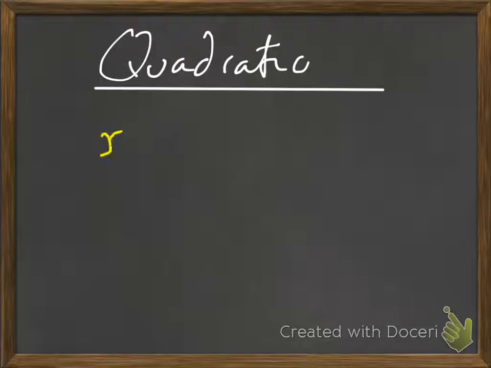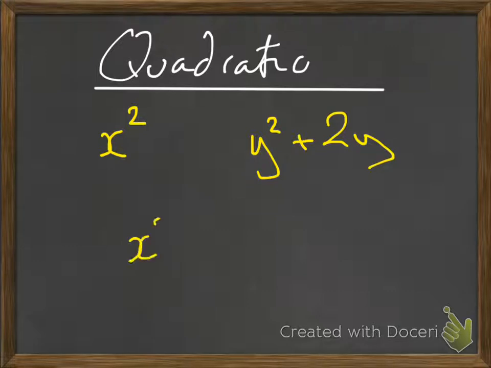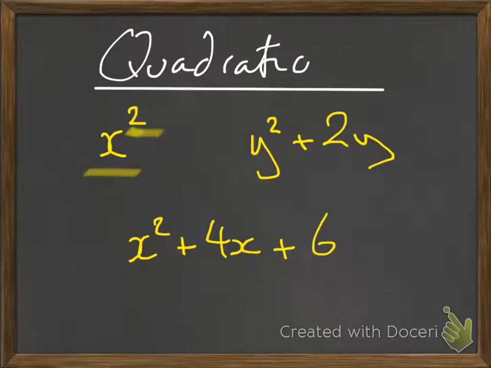It's any expression which is raised to the power of 2. I think that's probably the best way to leave it. Let's give another example: y squared plus 2y, or x squared plus 4x plus 6. The key thing to note is there's the term raised to the power of 2.